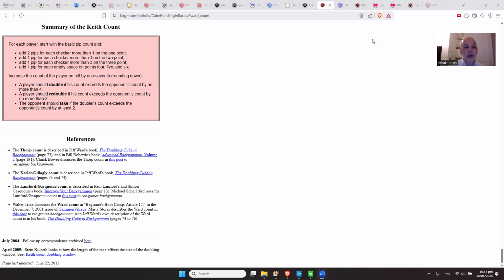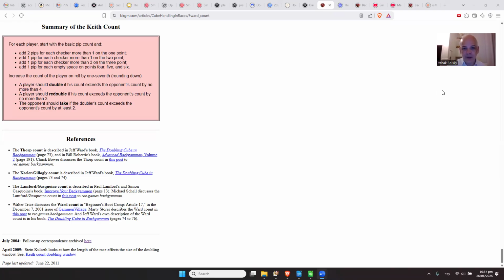And we see the points for doubling, redoubling, and taking. The doubler needs to be ahead in order to double, but by no more than 4, no more than 3 to redouble. And the opponent can take if the doubler is at least 2 ahead of the taker. Otherwise, it should be passing.